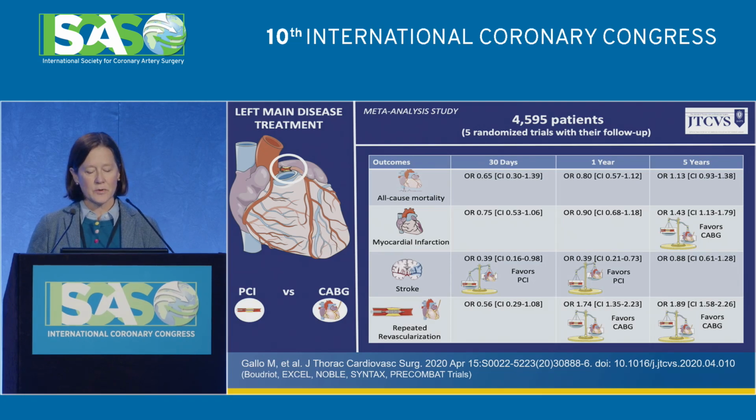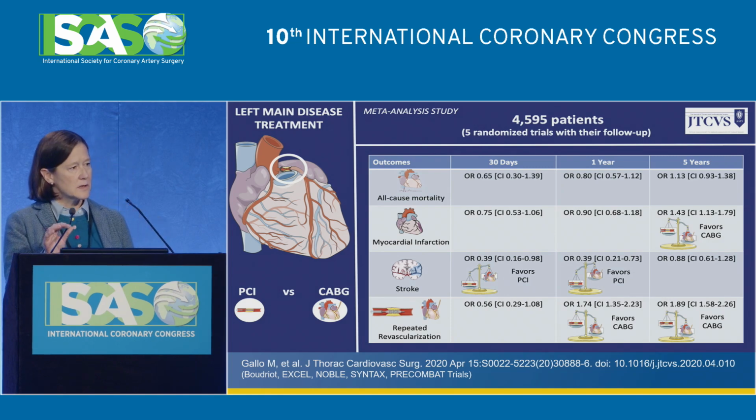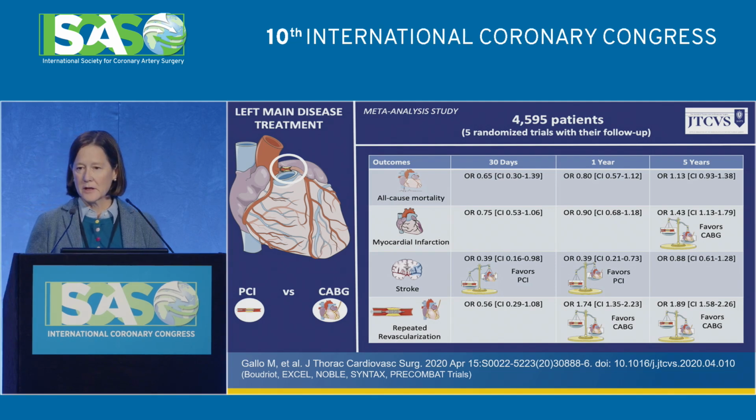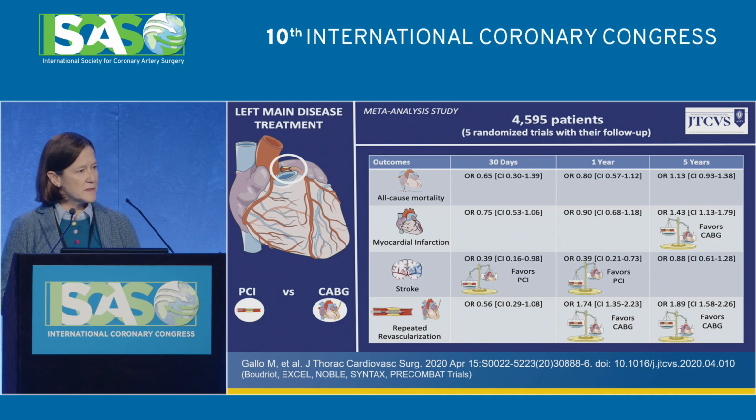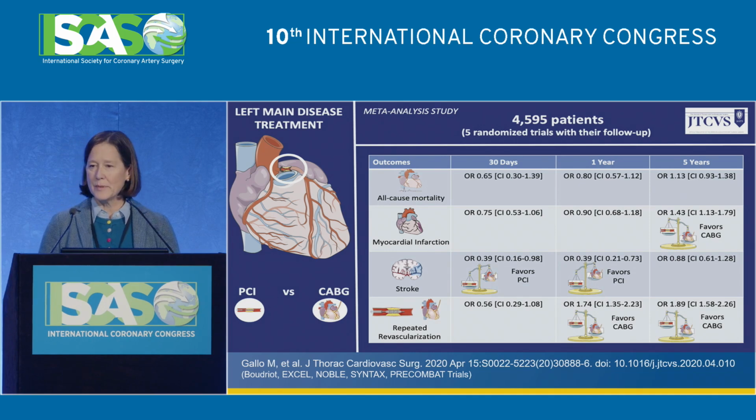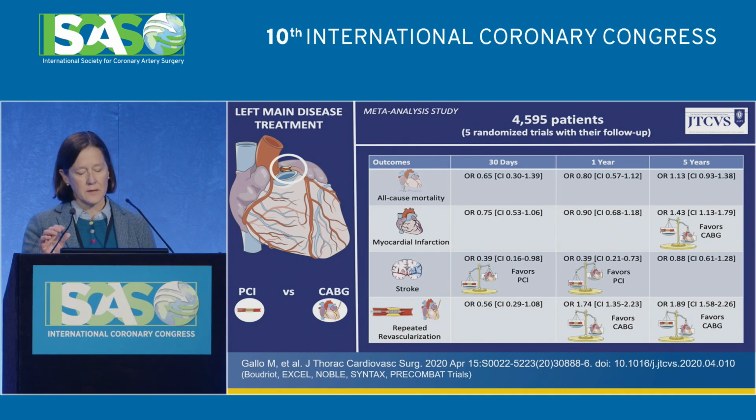This is nicely summarized in this meta-analysis of 5 of the randomized controlled trials of almost 5,000 patients. And you can see on the first line, the outcome of all-cause mortality, again, at 30 days, 1 year, and 5 years, not different between groups. The second line, myocardial infarction, largely favors CABG in the long term at 5 years, which we also heard a little bit more of this morning. Stroke favors PCI due to the risk of stroke with CABG. And in the last row, repeat revascularization significantly favors CABG at 1 year and 5 years.